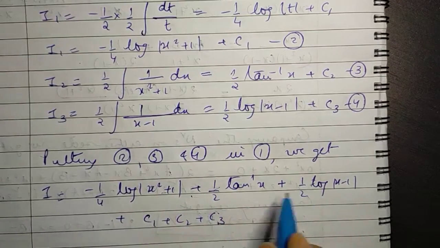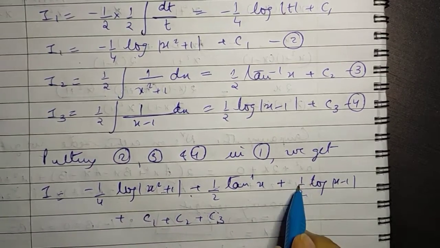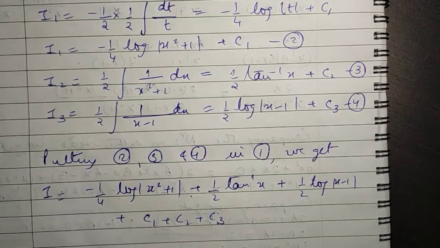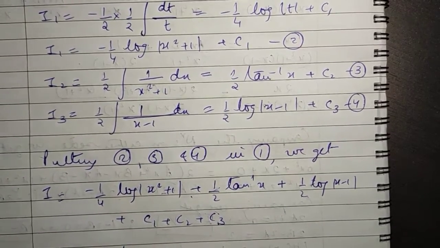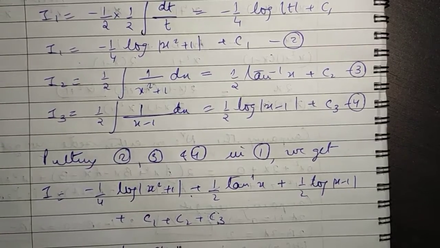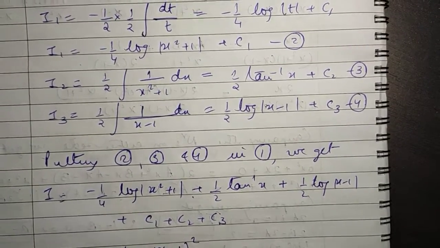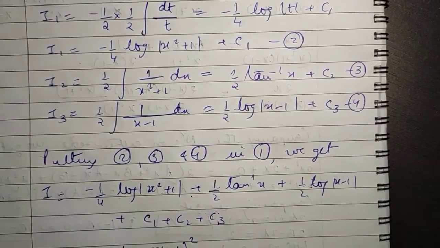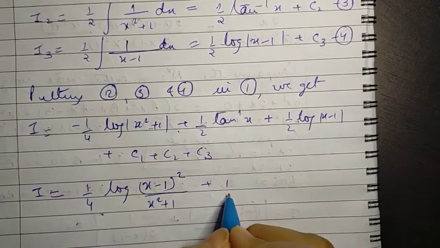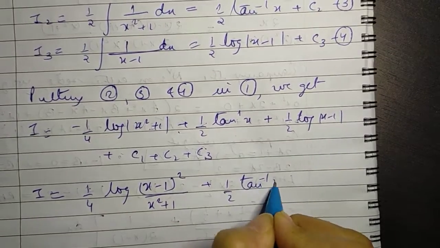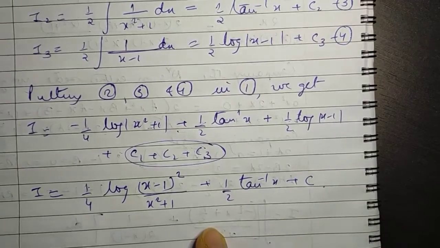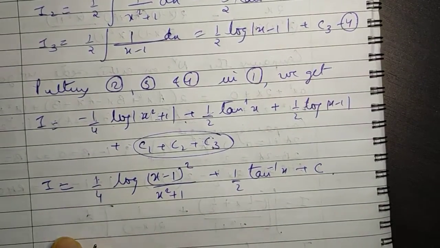combine these log terms together, and we can write it as 2 upon 4 here. So you take 1 upon 4 common, log of x minus 1 whole square upon x squared plus 1. These two get combined, and plus half of tan inverse x, and these three constants together give us one constant c. Okay, so this question is over.